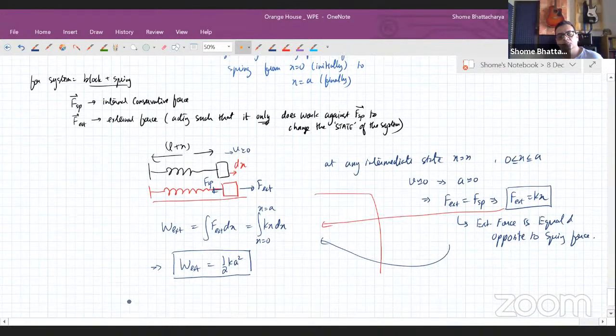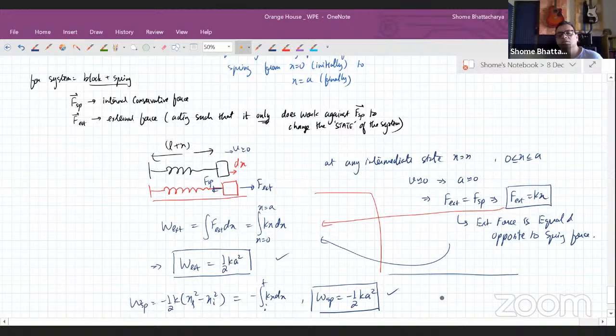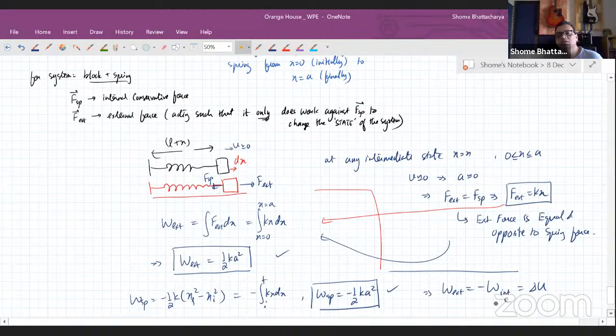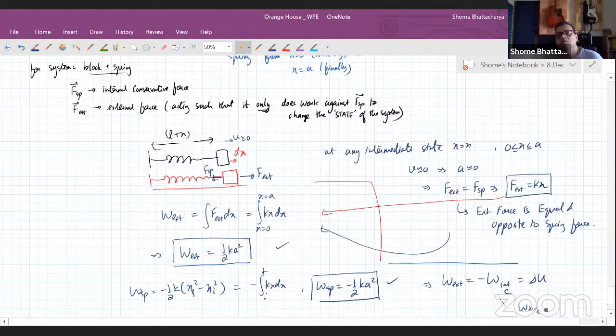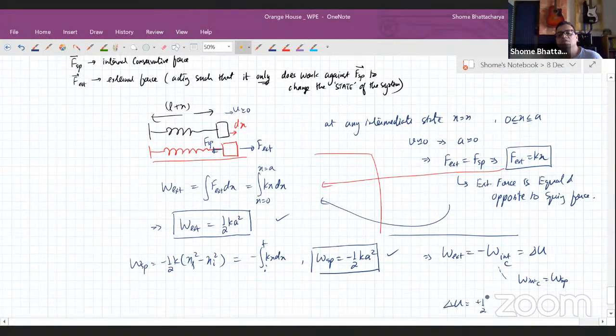The work done by the spring we can calculate by the formula minus half k into x final square minus x initial square, or it is equal to integration of minus kx dx from initial to final. So whichever way we take, work done by the spring will be equal to minus half Ka square in this case. So now you can relate these two formulas and you can understand that work done by the external agent equals negative of work done by the internal conservative force, which is nothing but the change in potential energy. Where in this case, this is nothing but work done by the spring. Okay. So the change in potential energy becomes plus half Ka square, going from initial position of 0 to final position of a for the spring.